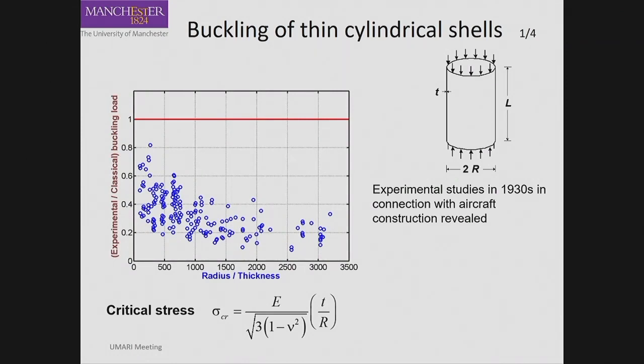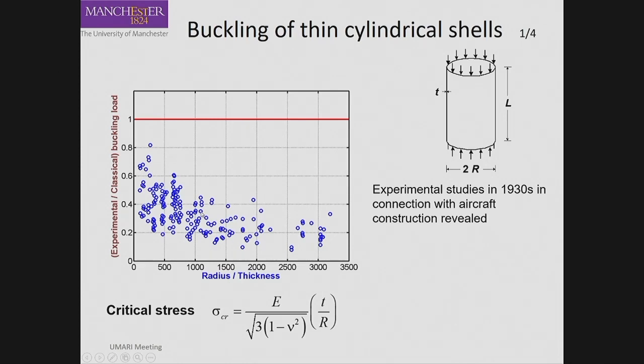So they started to use different geometries, different combinations of thickness and radius, and plotted the results as a function of radius to thickness, which is the inverse of thickness over radius. The vertical axis was the experimental load that the structure would carry, divided by the theoretical load the formula said it would carry. If they are equal, that should be one. But they found the experimental load was much lower than what theory would predict.